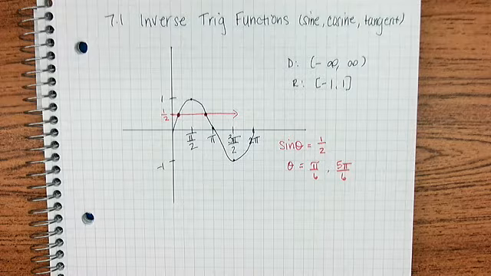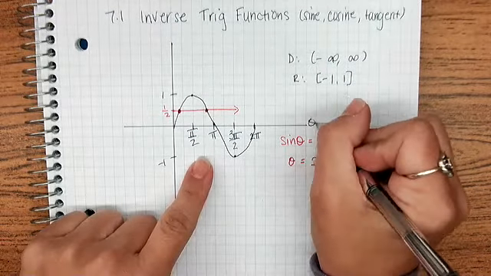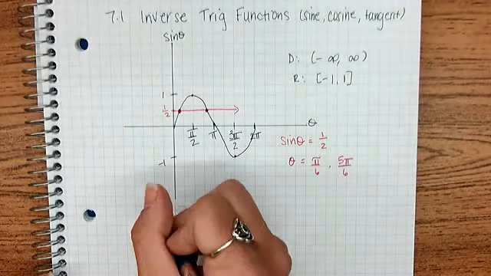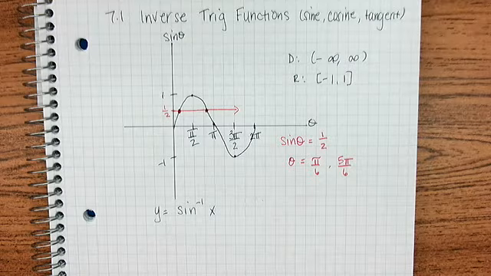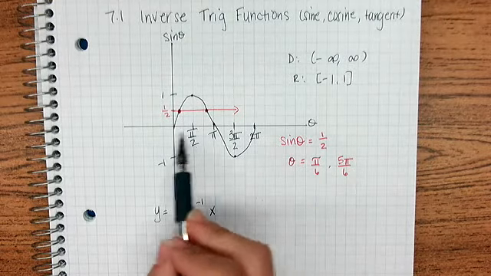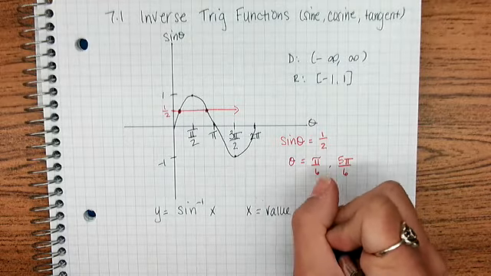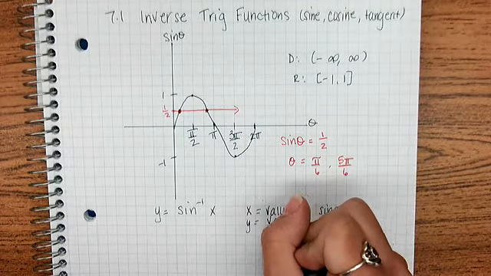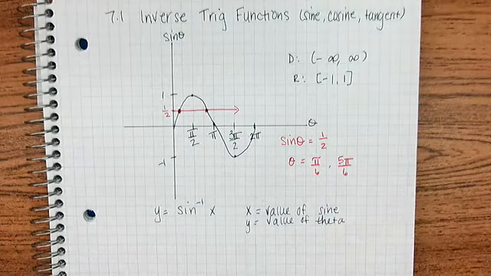If I want to find the inverse of the sine function, what do we do? We switch x and y. Here the domain is my angle measures, and my range is my sine values. So if I'm going to find the inverse, which is indicated by inverse sine notation, now x, instead of representing theta, represents the value of the sine, and y represents the value of theta, the angle measure.